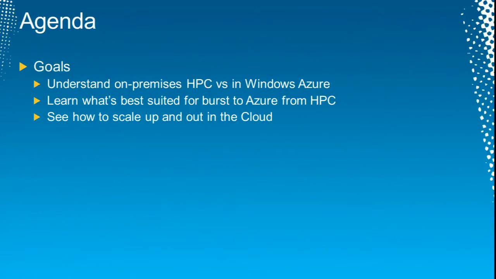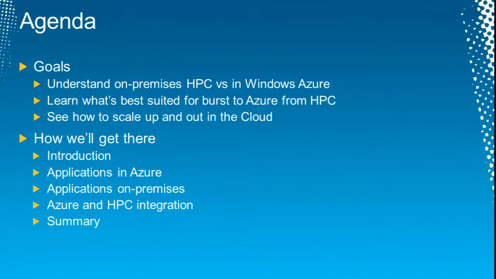So here's today's agenda, and I put down three goals. The first one is to try to help you understand what the difference between on-premise HPC and Windows Azure by itself. And the second one is to take a look at the new product that we have made, which is Windows HPC R2, SP2, which has a built-in hybrid cloud engine right there inside the product. And third is I want to take a look to see how you actually programmatically scale up inside the cloud and also scale out to multiple nodes. So those are the three goals.